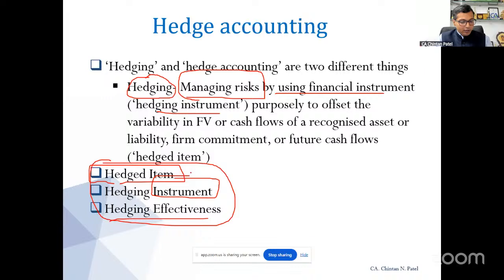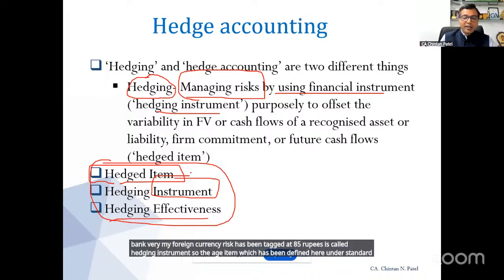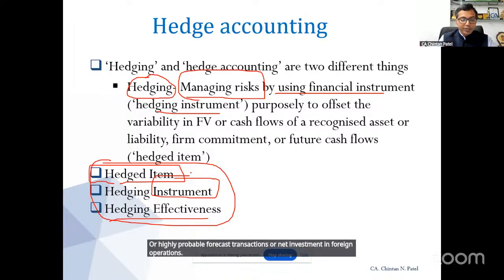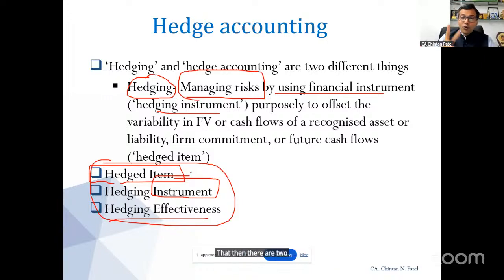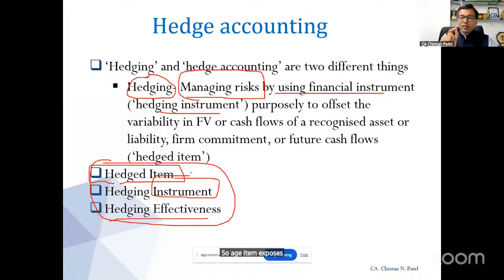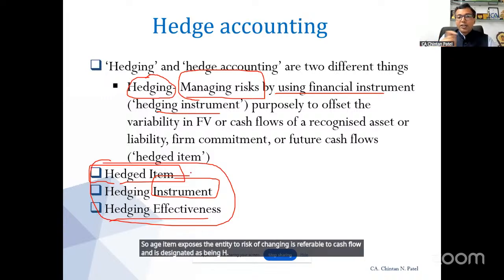So the hedge item, as defined under Ind AS 109, is an asset or liability or firm commitment or highly probable forecast transaction or net investment in foreign operations. Then there are two criteria. First, it exposes the entity to risk of change in fair value or cash flow, and second, it is designated as being hedged. That is the definition of hedge item.